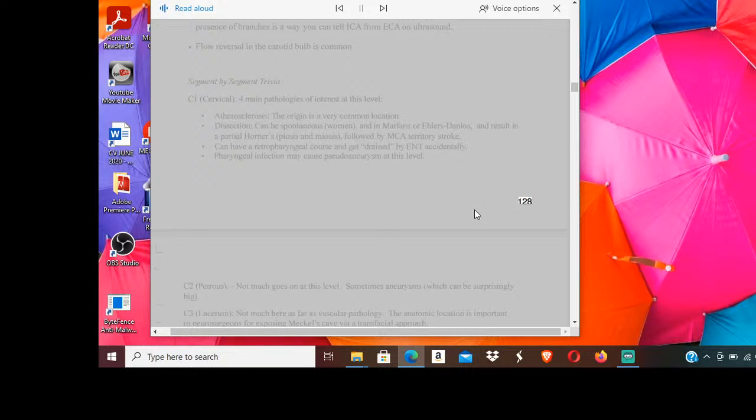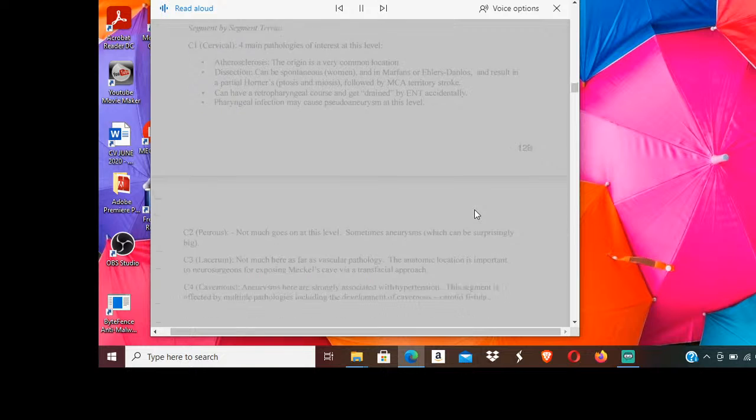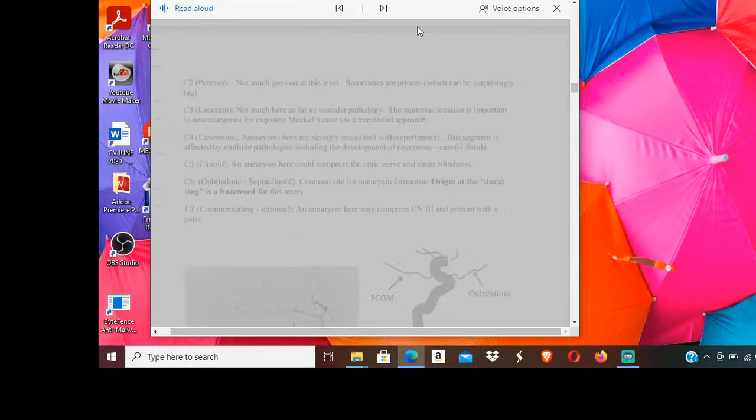128. C2, petrous, not much goes on at this level. Sometimes aneurysms, which can be surprisingly big. C3, lacerum, not much here as far as vascular pathology. The anatomic location is important to neurosurgeons for exposing Meckel's cave via a transfacial approach. C4, cavernous, aneurysms here are strongly associated with hypertension. This segment is affected by multiple pathologies including the development of cavernous carotid fistula.